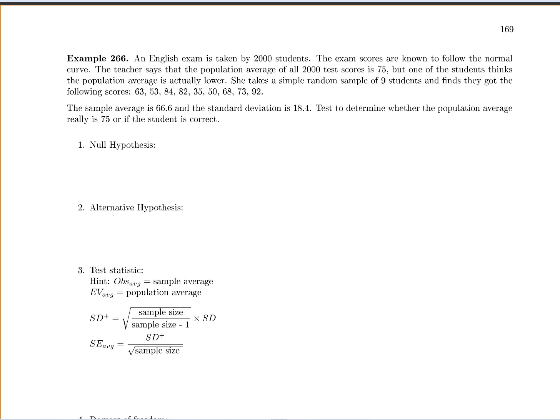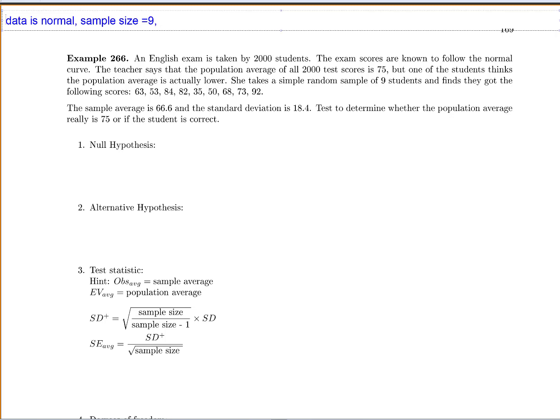First example, an English exam is taken by 2,000 students. The exam scores are known to follow the normal curve. Now, that's important because when we're dealing with our t-test, we know that our data has to follow the normal curve. So data is normal. Good to know. The teacher says the population average is 75, but one of the students thinks the population average is actually lower. So she takes a simple random sample of 9 students. So my sample size equals 9.